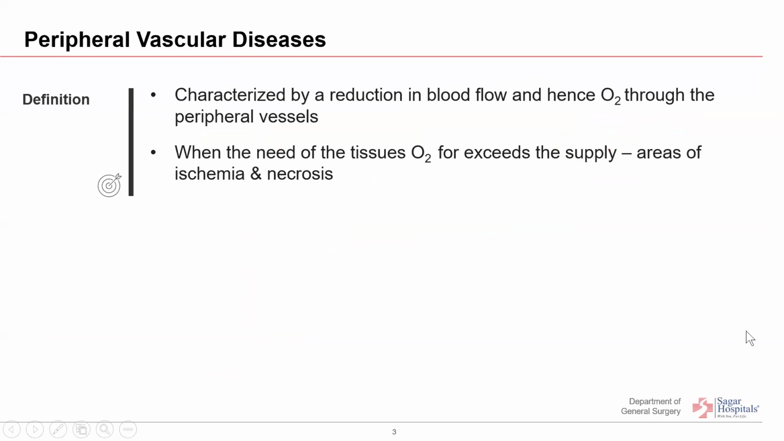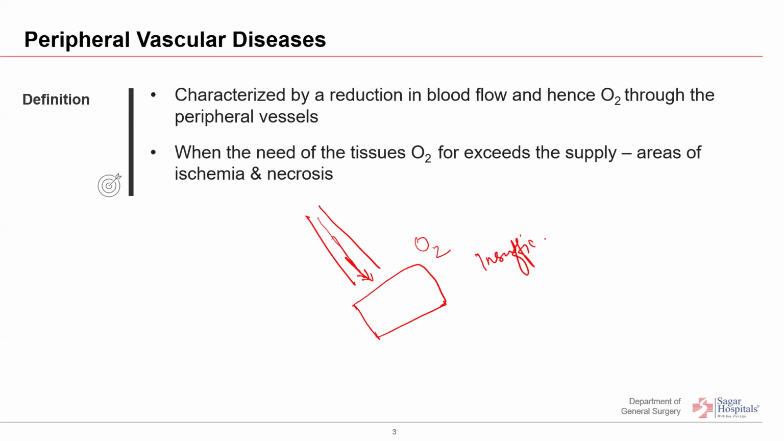Next, coming to the topic proper. What exactly is peripheral vascular disease? We have an artery and there is a cell. The cell needs oxygen, the blood comes, and the capillaries give the oxygen to the cell. If there is an increase in the demand for oxygen but the demand is not met by the blood vessel, that is when we say there is vascular insufficiency, which later progresses to ischemia and necrosis. So reduction in blood flow causes hypoxia, which in turn causes ischemia and necrosis. This is the definition of peripheral vascular disease.